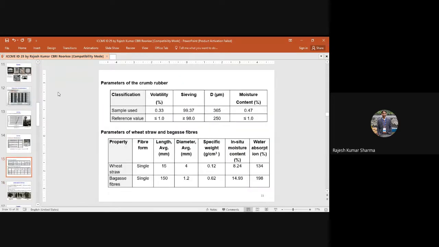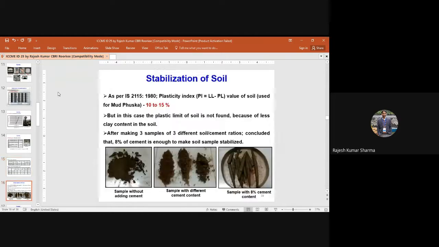Specific gravity and some parameters for crumb rubber like volatility, sieving, diameter, and moisture content were also determined, and they were compared with the reference value. For wheat straw and bagasse fiber, we have determined the length, diameter, aspect ratio, specific weight, moisture content, and water absorption.